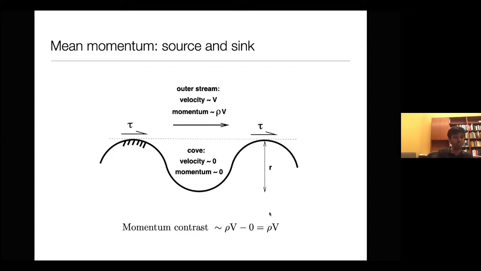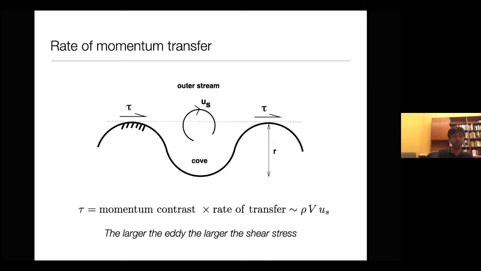Of course, that's the mean velocity, but you have turbulent fluctuations superposed on this mean velocity, and effectively the same idea as eddy viscosity, or for that matter, kinetic theory of gases. You have the notion that these fluctuations are mixing low momentum region and high momentum region, and it is this exchange of momentum that is ultimately creating the shear stress. In other words, your shear stress tau is equal to the contrast of momentum, the change of momentum, rho V minus 0, multiplied by the rate of transfer, which is the velocity of the eddy.